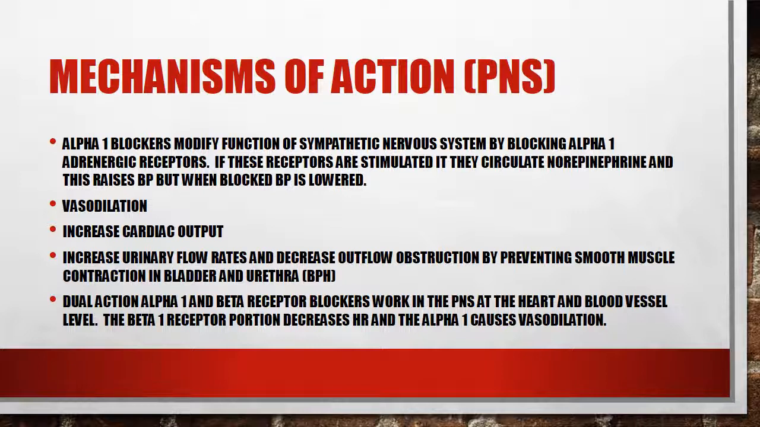The dual action alpha-1 and beta receptor blockers work in the peripheral nervous system at the heart and blood vessel level. The beta-1 receptor portion decreases the heart rate, and the alpha-1 portion causes vasodilation.